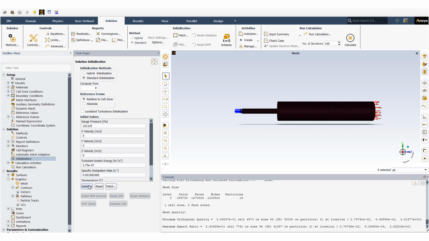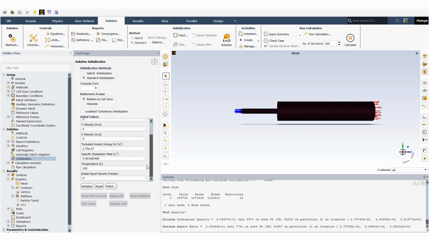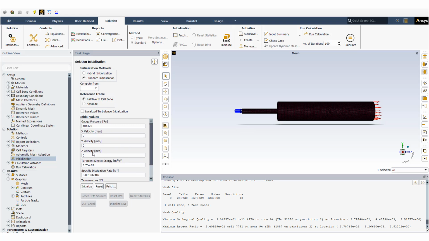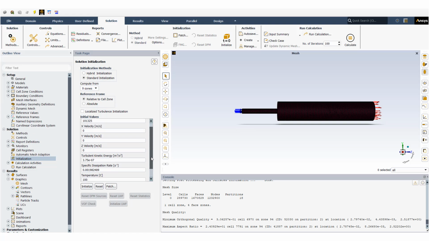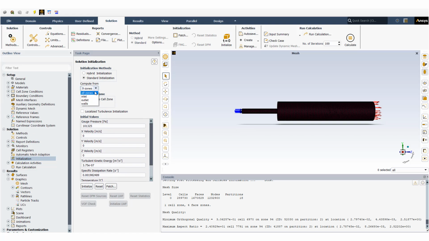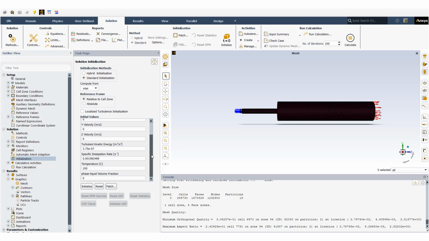Initialize that: 100 degrees at the initial time, zero velocity everywhere, and gauge pressure of ambient pressure. Or you can use it for all zones if you want. But anyway, I started with the inlet condition for the initial condition.